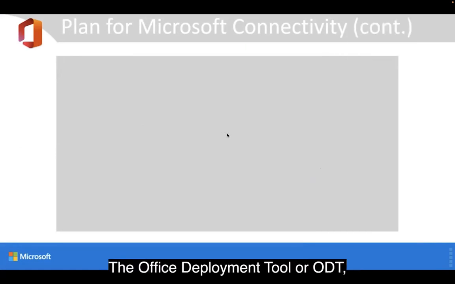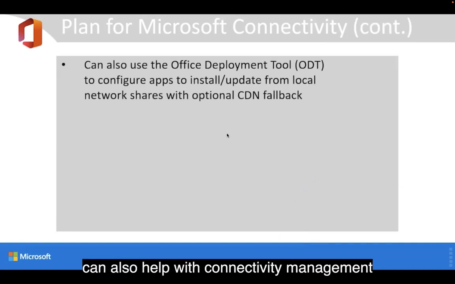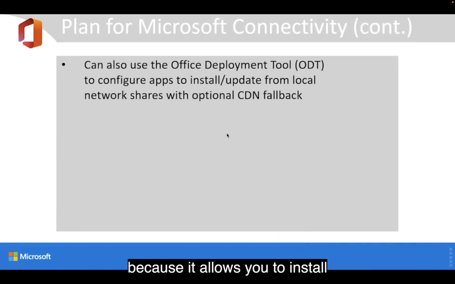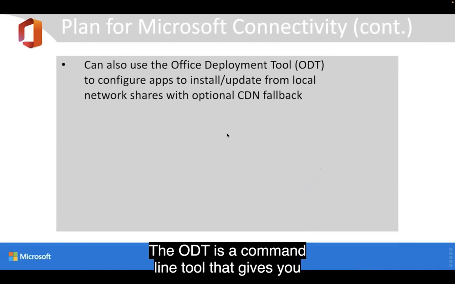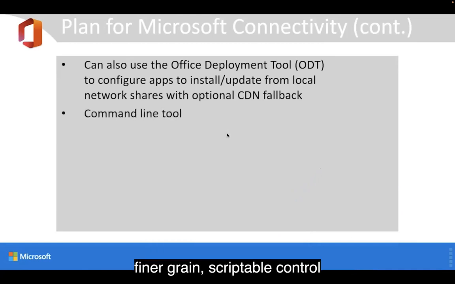The Office Deployment Tool, or ODT, can also help with connectivity management because it allows you to install or update the Office applications, either from local network shares or from the Microsoft CDN. The ODT is a command line tool that gives you finer grained, scriptable control over your Office installations.